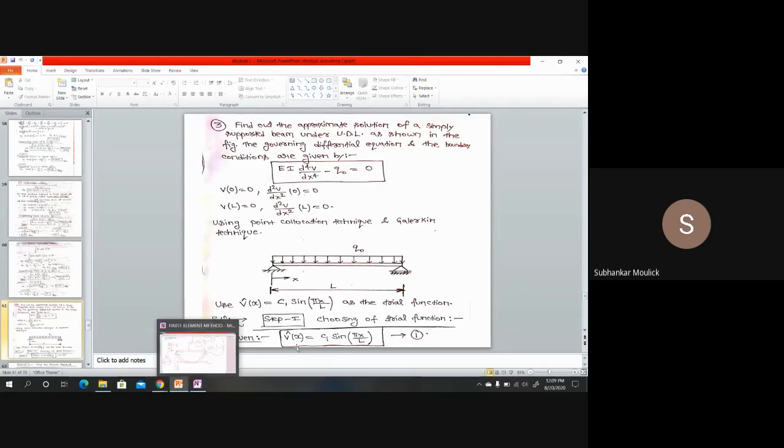Now see here, I have assumed a trigonometric trial function. I haven't assumed a polynomial trial function. Can anyone say why I have assumed trigonometric? Why haven't I taken a polynomial trial function, that is, a quadratic trial function, neither a cubic trial function? What is the reason behind this?